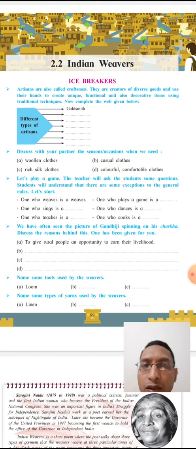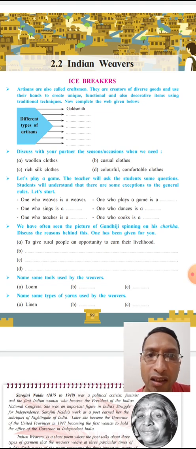My dear children, you must know the people who work to create some artistic things. Those people are called artisans, and these artisans are also called craftsmen. These craftsmen are the creators of various types of goods, and they use their hands to create unique and decorative items using traditional techniques.